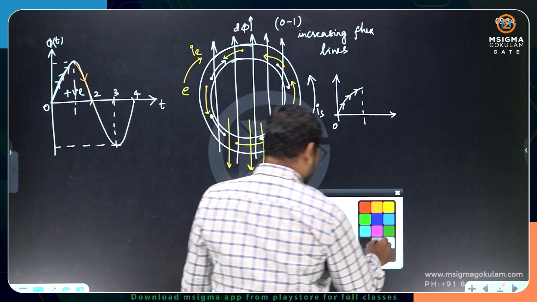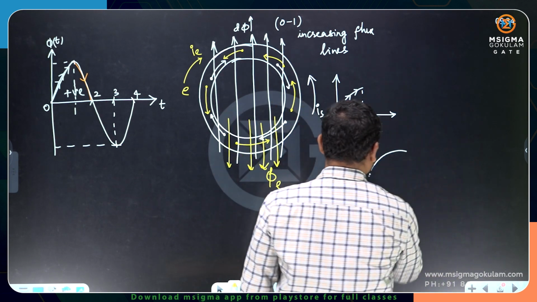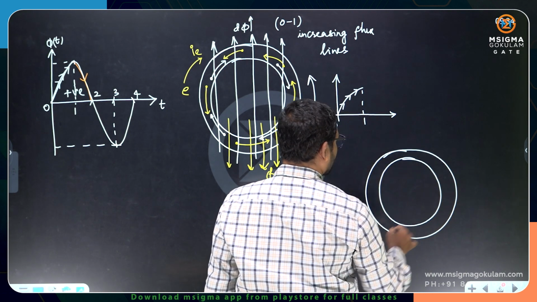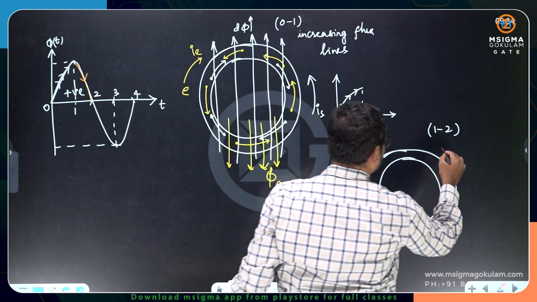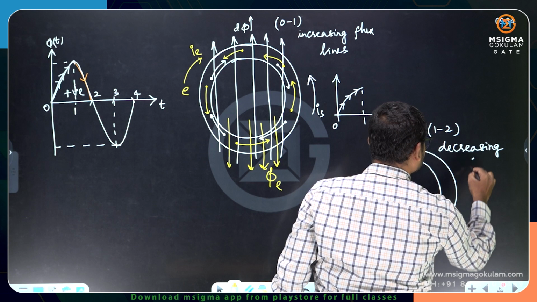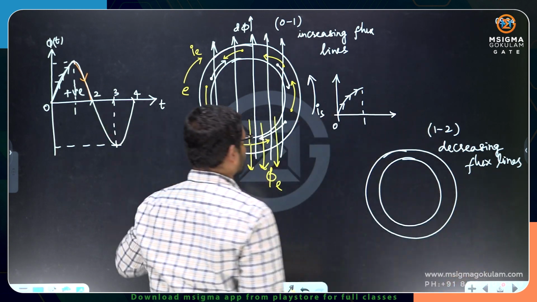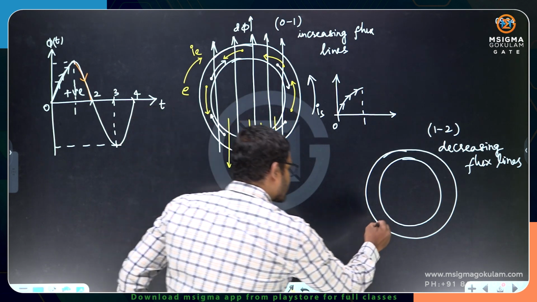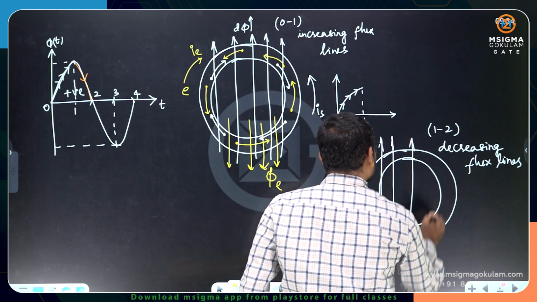1 to 2, if the flux is decreasing. Now, let me take up the same circular conductor. Okay, now the duration is 1 to 2, the flux line is decreasing, it is decreasing flux lines, but still it is positive half cycle only. Positive half cycle means I am not going to change the direction of flux lines. Still it is upward. The direction is going to be upward only.